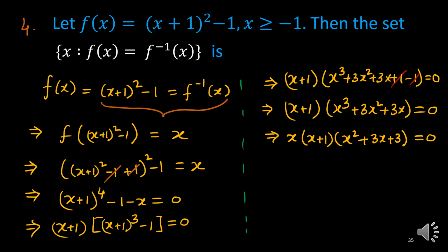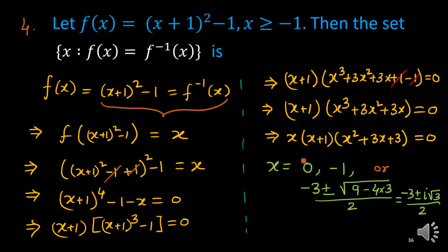What are the solutions? x equals 0 from here. For this one, minus 1. And for this one I will get these 2. Again a quadratic equation: minus b plus minus square root of b square minus 4ac, upon 2. Here you will get 9 minus 12, so it's negative, minus 3. So I will get i times square root 3. So it's imaginary. So these are the 4 possible solutions.